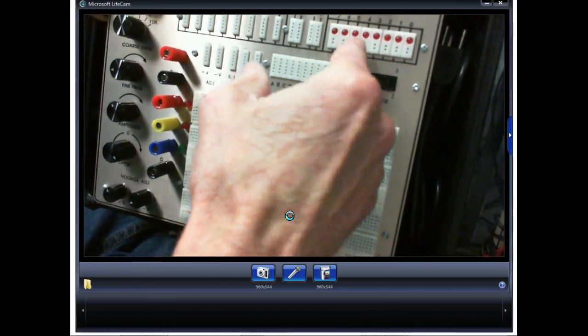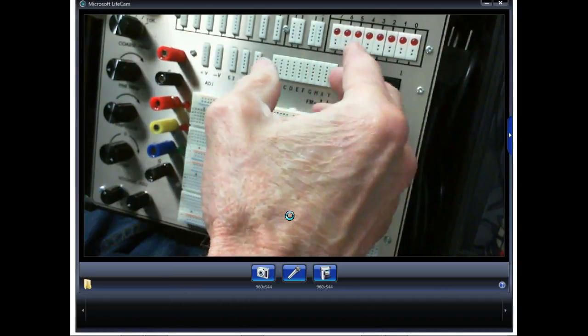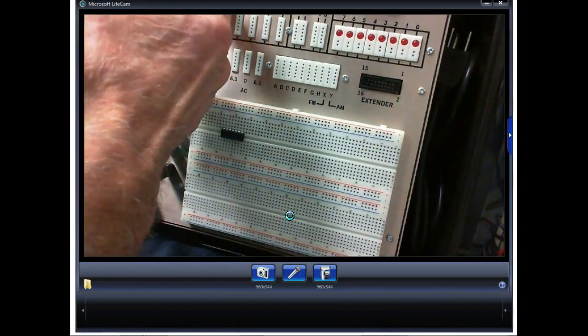So we're going to use the LEDs normally on our outputs, right? You understand? And then the switches will be on the inputs.